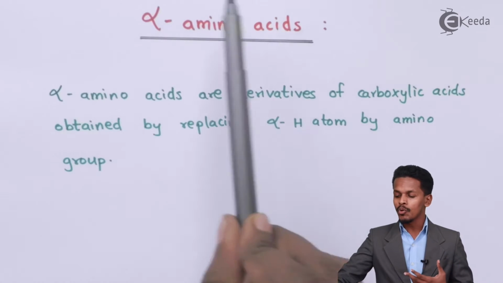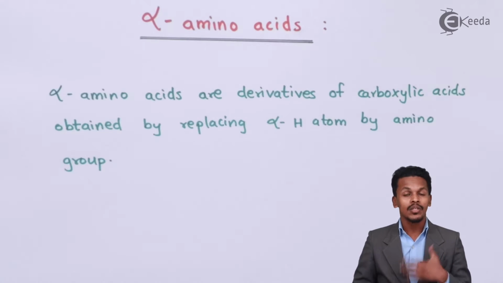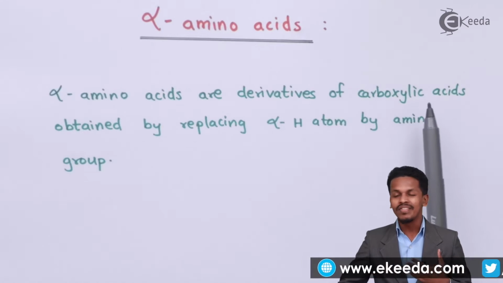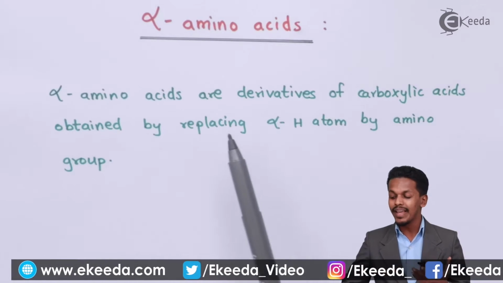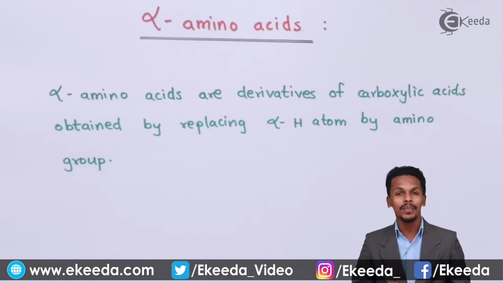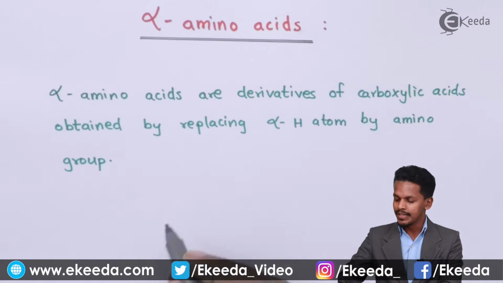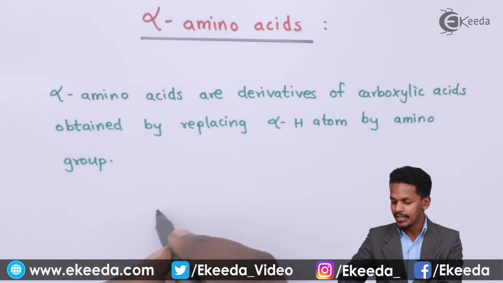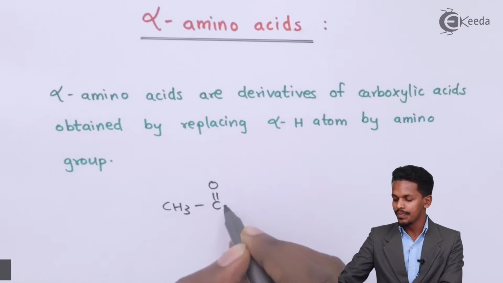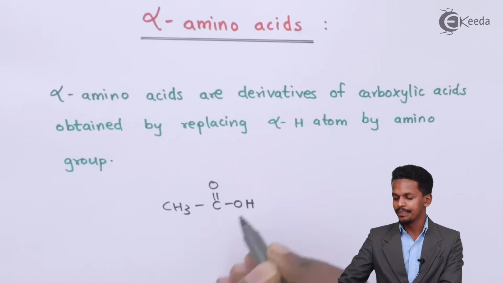So friends, in this topic I'm going to talk about the alpha amino acids. So what are alpha amino acids? Alpha amino acids are derivatives of carboxylic acids obtained by replacing the alpha hydrogen atom by the amino group. For example, suppose I take a common example, acetic acid, that is CH3, C double bond O, OH.